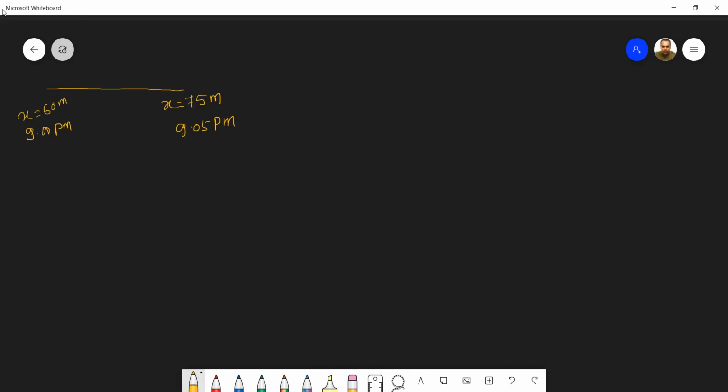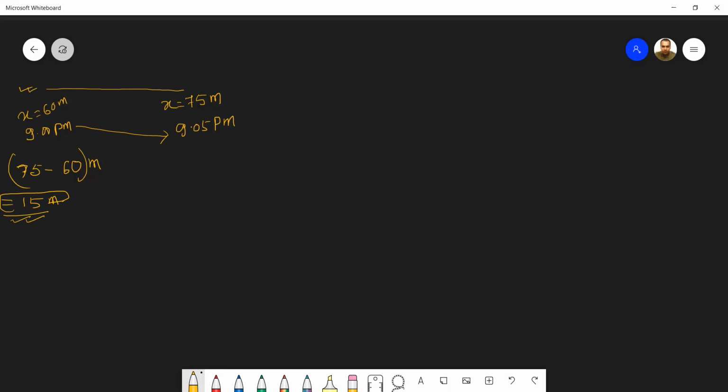So for a straight line motion, it's very simple. Subtract 60 from 75, and the answer is 15. So it is 15 meters. So in this 5 minutes, from 9 p.m. to 9:05 p.m., the displacement of the body is 15 meters. This is a straight line motion. In straight line motion, it is quite easy to calculate what the displacement of the body is in a given amount of time. So here the answer is quite straightforward. The answer is 15 meters.